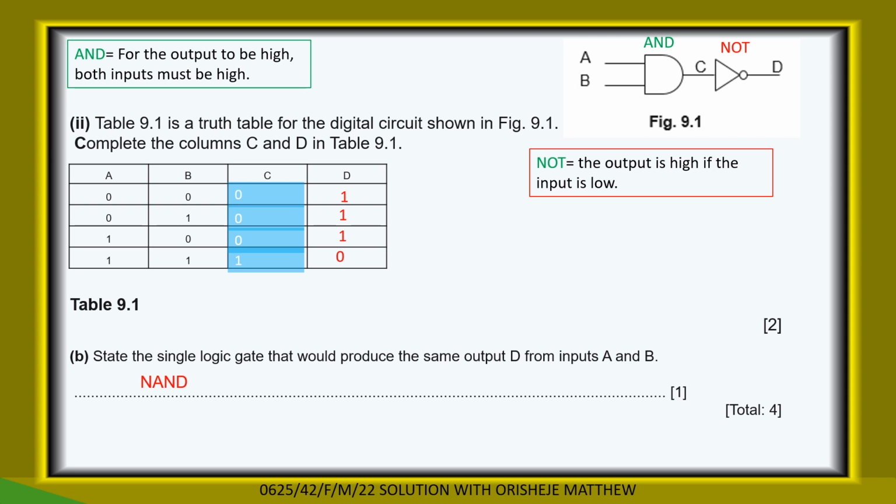State the single logic gate that will produce the same output D from the inputs A and B. So that is a NAND gate.